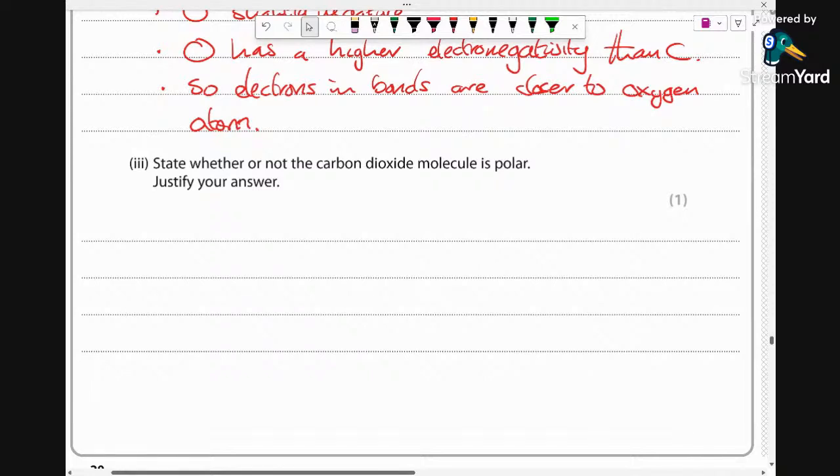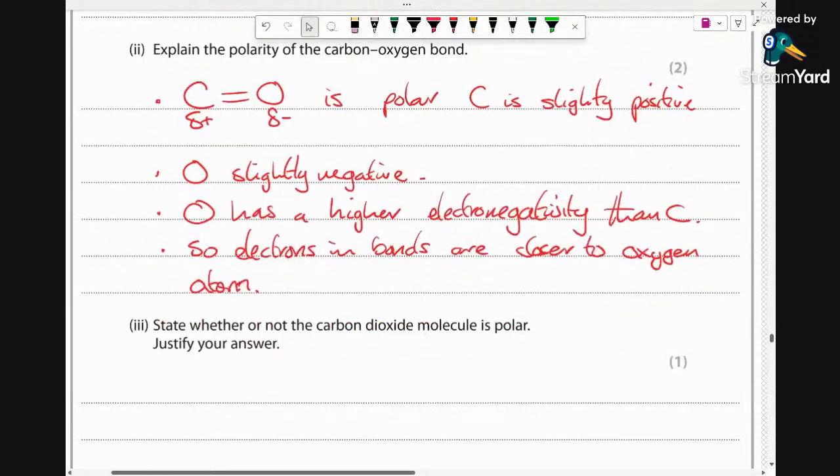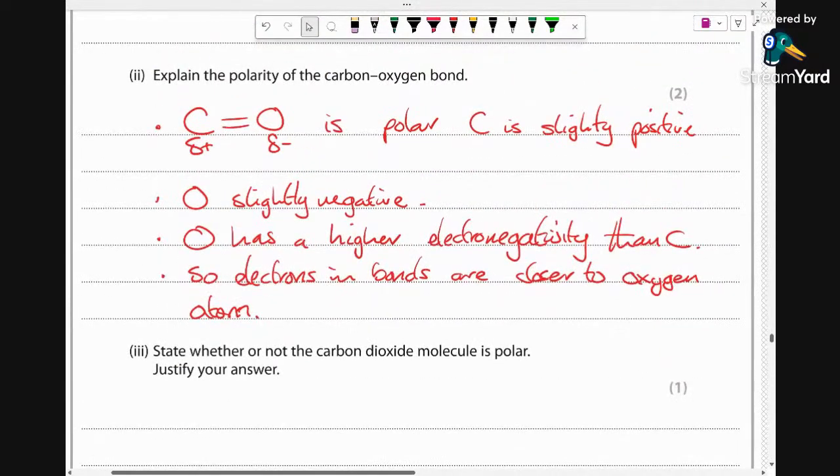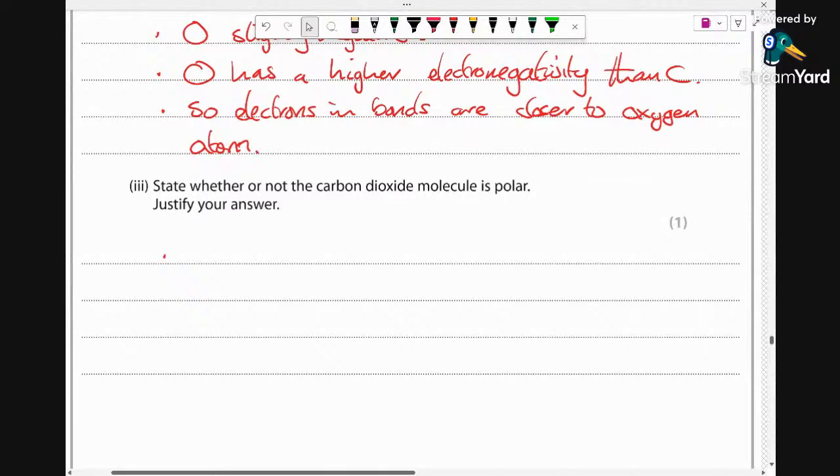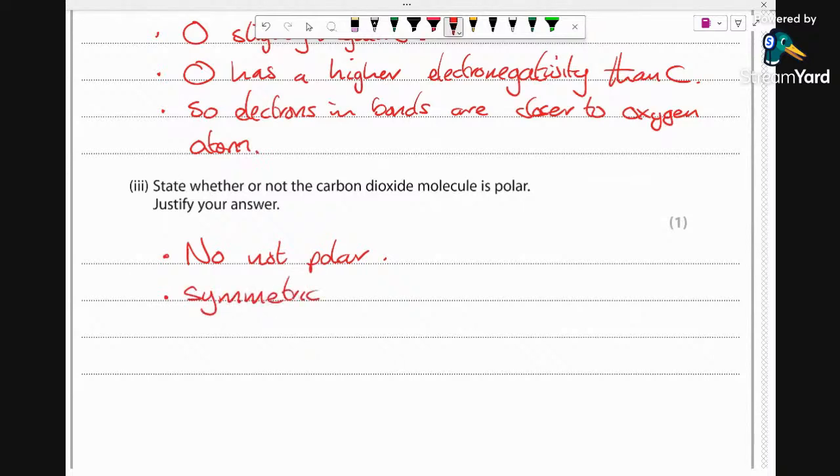It's really nice. State whether or not the carbon dioxide molecule is polar. The bond is polar, yes, that's a good point, but the molecule itself is non-polar. So the answer is no, not polar. Symmetrical molecule, polarity cancels out.